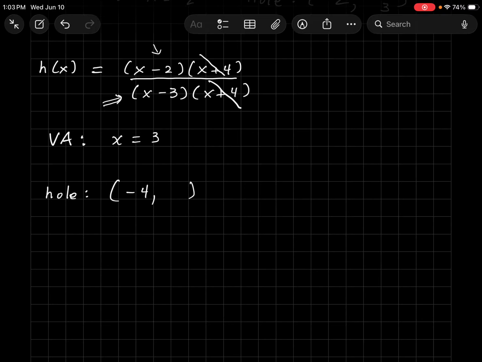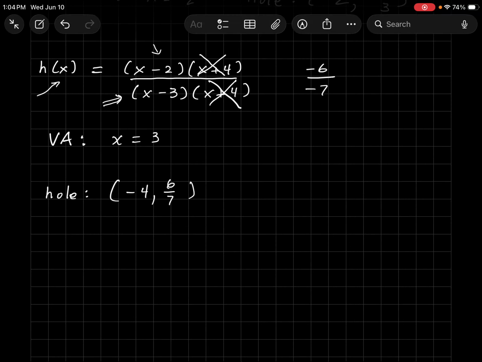Now, what is the y value at the hole? We can find it simply by plugging x equals -4 back into h of x, ignoring the part that canceled. So if I plug in x equals -4 into the top, I get -4 minus 2 over -4 minus 3. And I get the hole -4 comma 6/7.